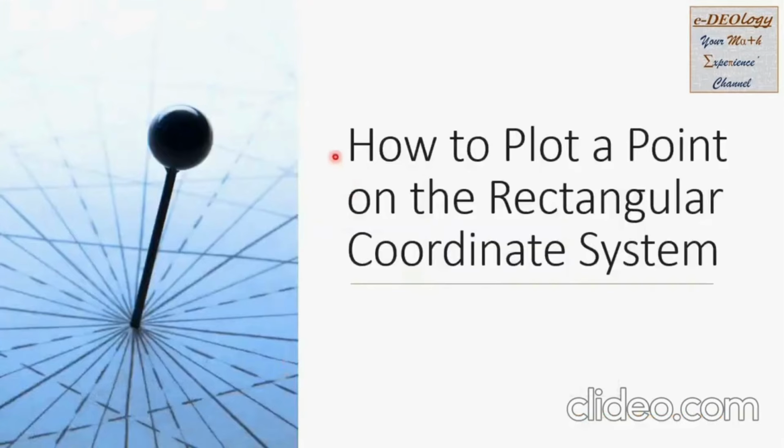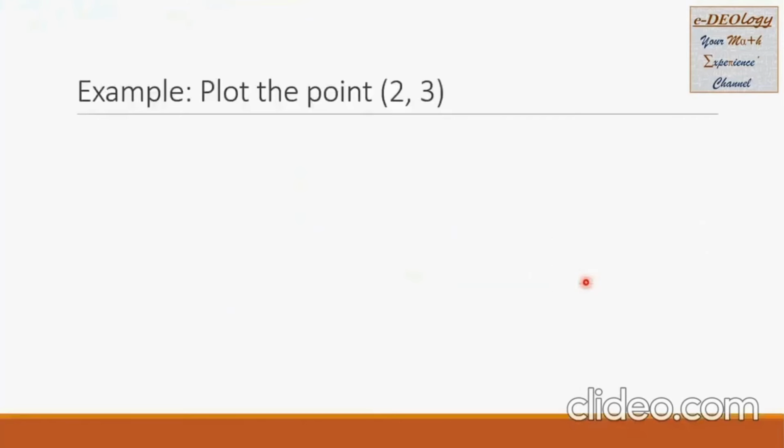Let us learn how to plot a point on the rectangular coordinate system. Let's begin with an example. Plot the point (+2, +3). Always remember, the first number represents the x-coordinate. The second number is for the y-coordinate.